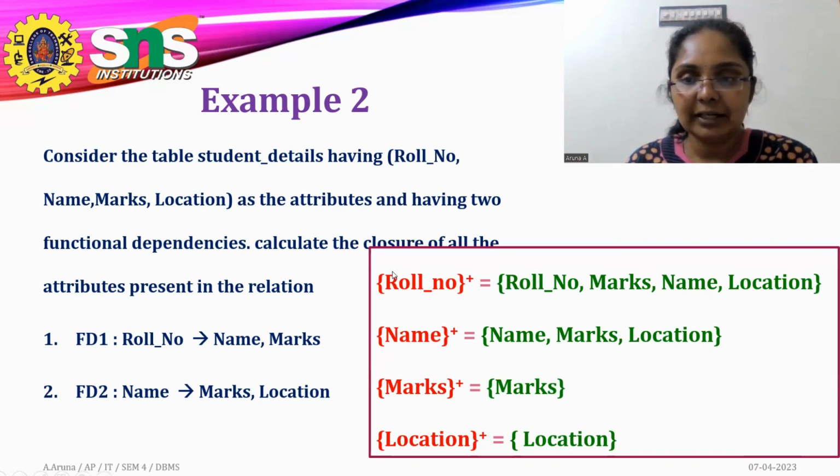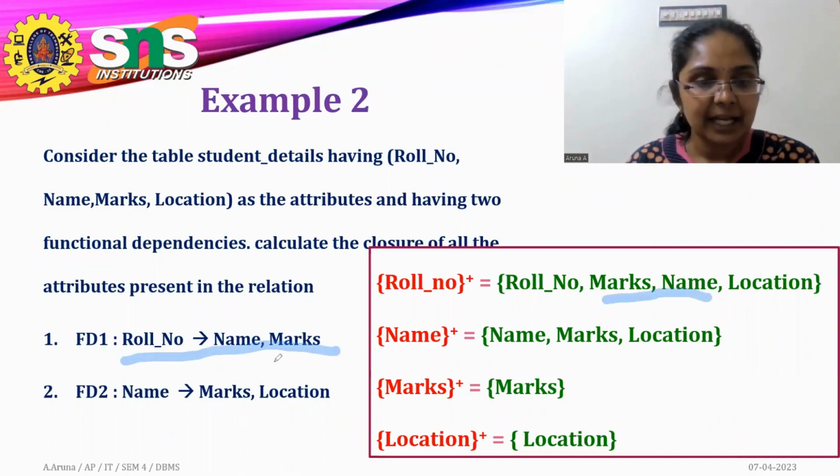Here I'm going to calculate the roll number closure. For the roll number closure, first we write the trivial attribute, since it can derive itself, so we write roll number. Now, what else can we derive by using roll number? Check the functional dependencies. Here by using roll number, we can identify the names and the marks. So we write names and marks. Now, by using marks, is there any function? No, so we can't check. The next thing is name. By using name, is there any attribute?